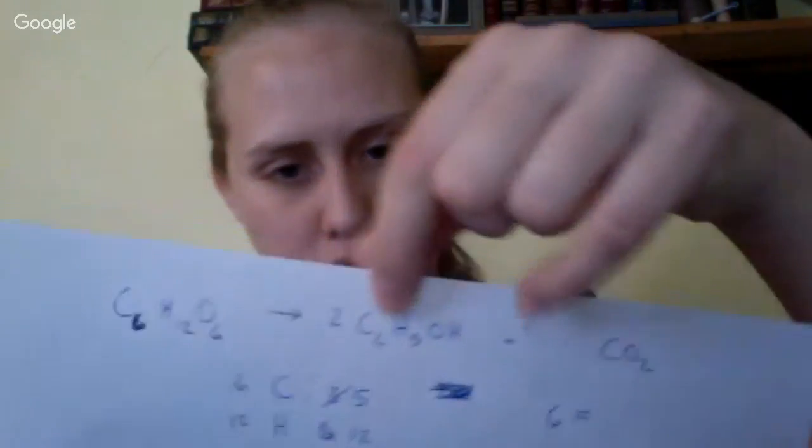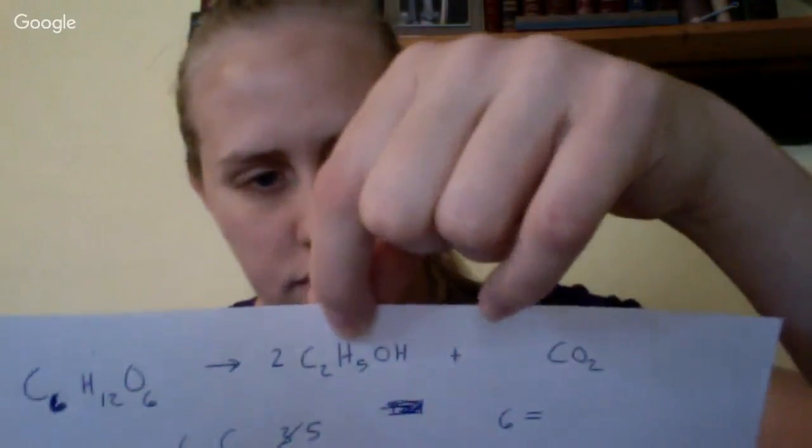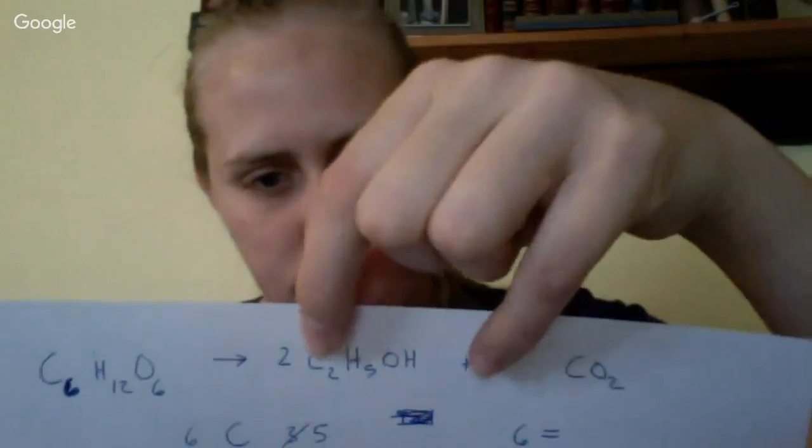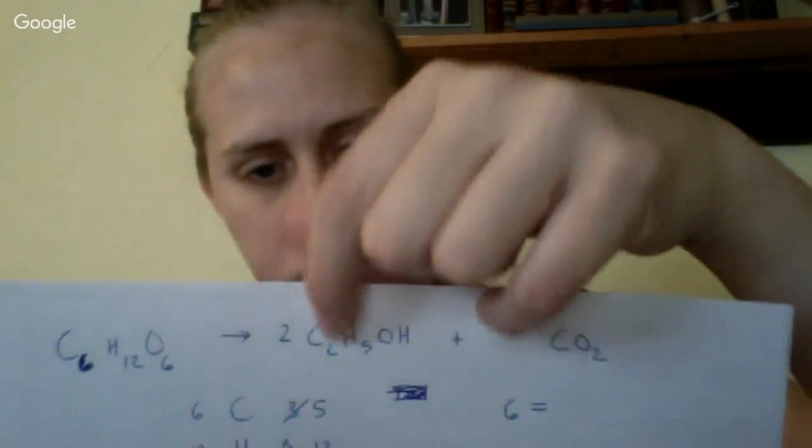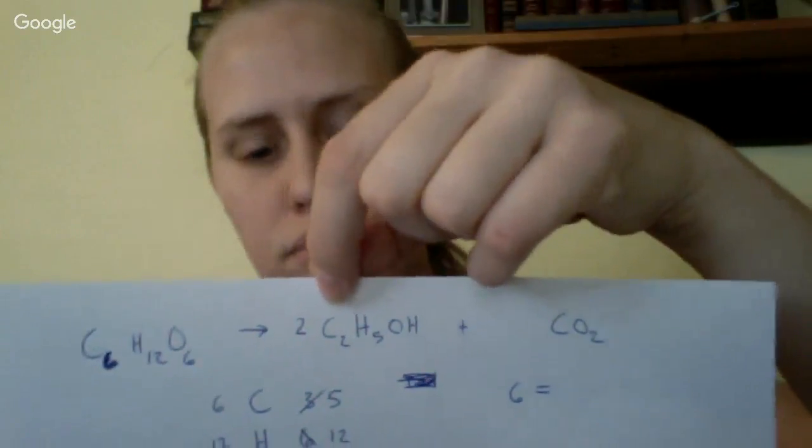So look, do yourself a favor. How many carbon total do you need? 6 to match the other side. All right, so we're going to set up a little bit of an algebra problem. 6 equals how many from here? How many carbon is this giving? 2 times 2, 4. 4 plus x.